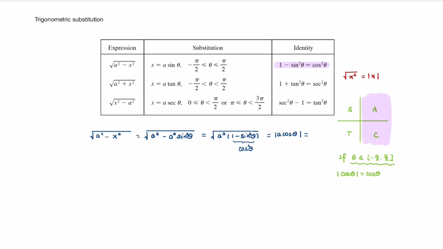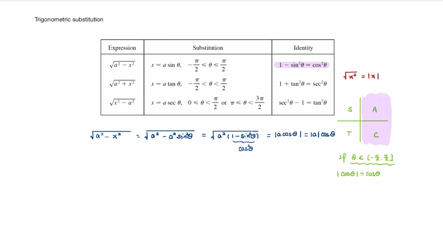Of course, a depends on whether it's positive or negative. I'm going to leave it like this at the moment, and cosine theta. In this case, you would know what a is. It's going to be a real number, so you would know what this is. And cosine theta is easy to integrate. That is the reason we choose this restriction on theta, such that cosine theta is positive.